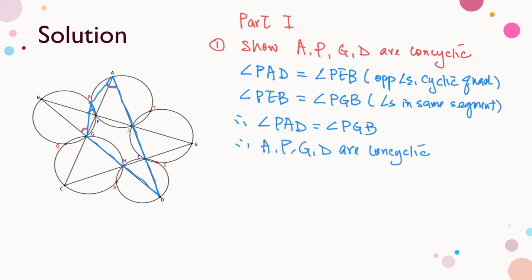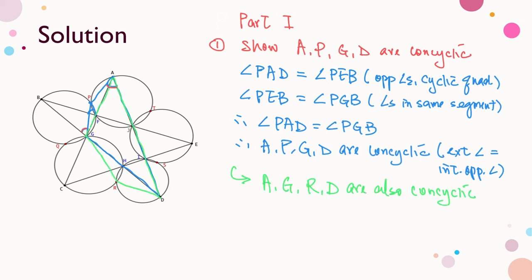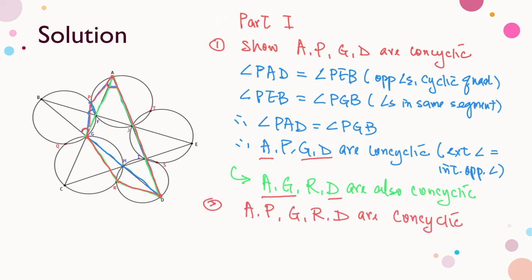Thus, A, P, G, D are concyclic. Exterior angle equals interior opposite angle. Due to symmetry, A, G, R, D are also concyclic. In these 2 circles, there are 3 points A, G, and D in common. That means the 2 circles are the same circle. That is, A, P, G, R, D are concyclic. Due to symmetry again, we have another 5 points: B, Q, H, S, E are concyclic.